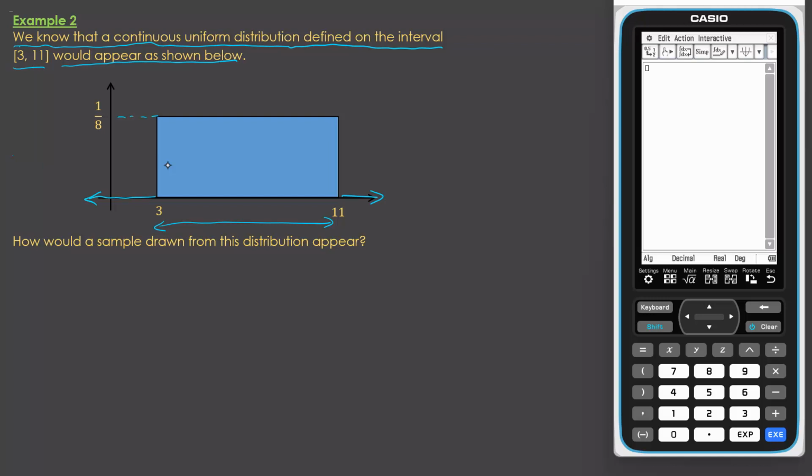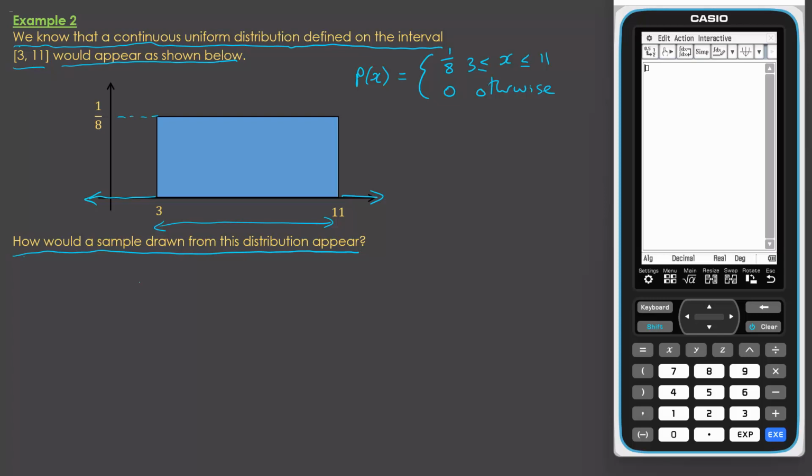If we wrote this out, we could say that P of x is equal to 1/8 if x is between 3 and 11, and it's 0 everywhere else. If you're unsure about continuous uniform distributions, you should look back at those lessons. How would a sample drawn from this distribution appear? The simple fact of the matter is that they would vary.